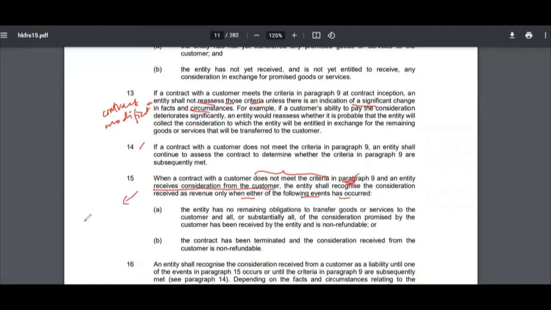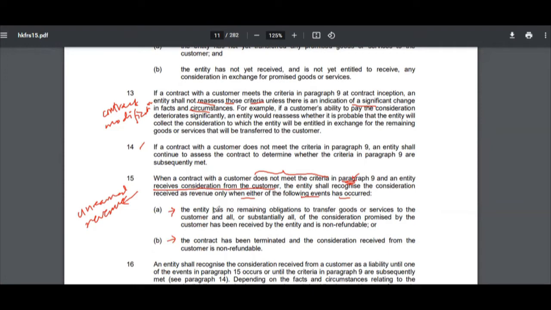So this is basically, in simple words, talking about unearned revenue. So when a customer pays you in advance and the criteria is still not met for paragraph 9, that's basically an unearned revenue for you. And then you can look at bullet points A and B, where they say the entity has no remaining obligation to transfer.